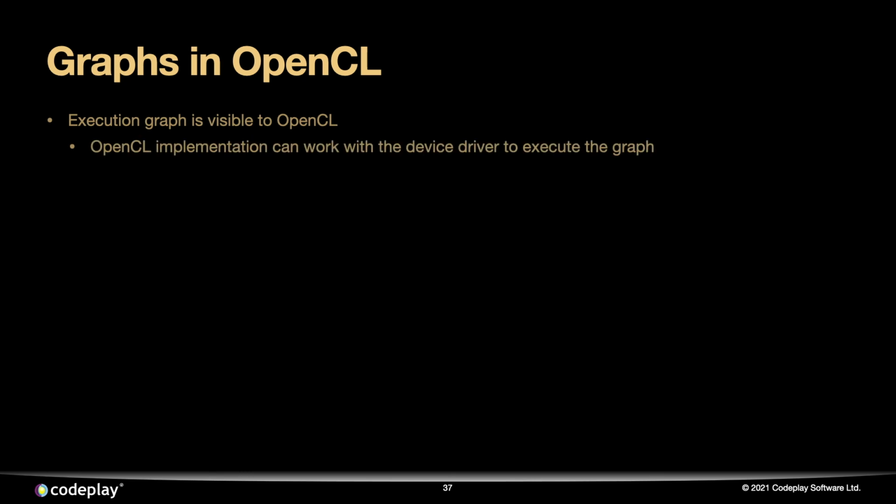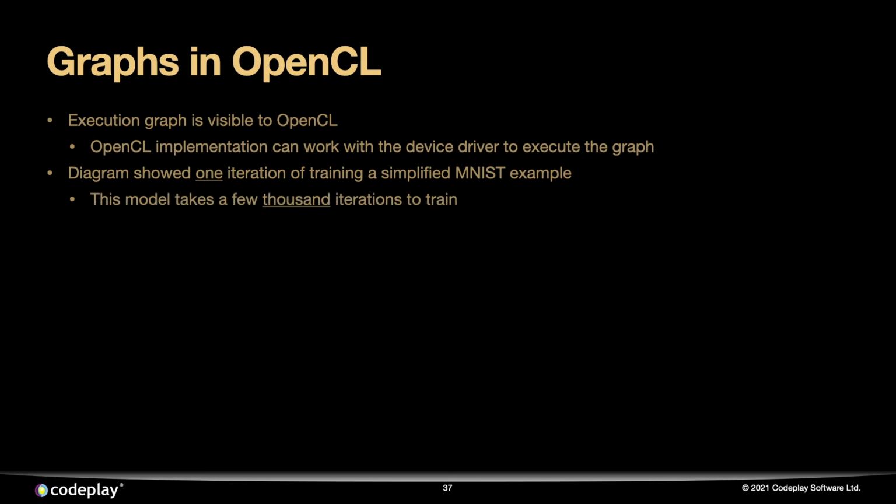And this means that it's theoretically possible for the OpenCL implementation to take this graph and dispatch it to a graph accelerator. Now, there's a few other things that are important to note. Again, like I said, what I've shown you is one iteration of training or two iterations of inference. But even this very simple handwriting detection neural network takes thousands of iterations to train. So the graph I showed you is only a very small subset of the work that would actually have to be run.